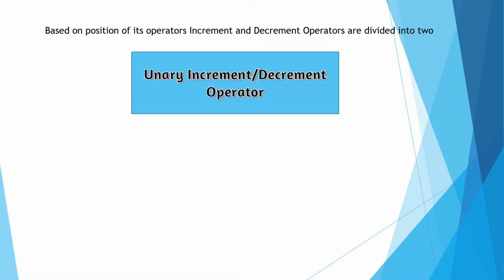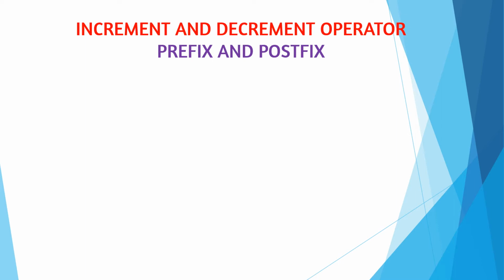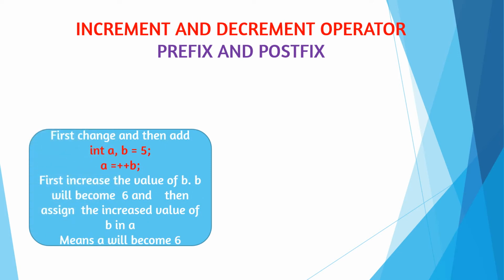Before that, the unary operators, that means increment and decrement, are divided into two types, prefix and postfix operators, based on the position of the operator, whether it comes before the variable or after it. Prefix means the operator will come before the operand. It can be ++a or --a. This will first change the value of the operand and then use it.